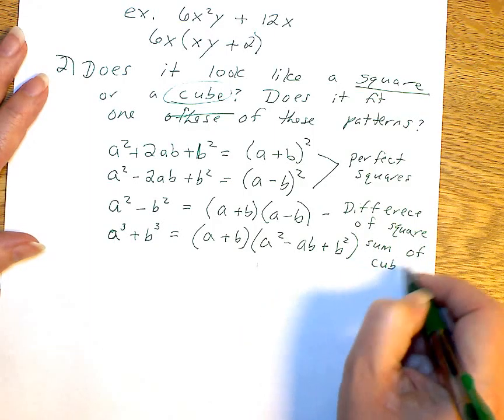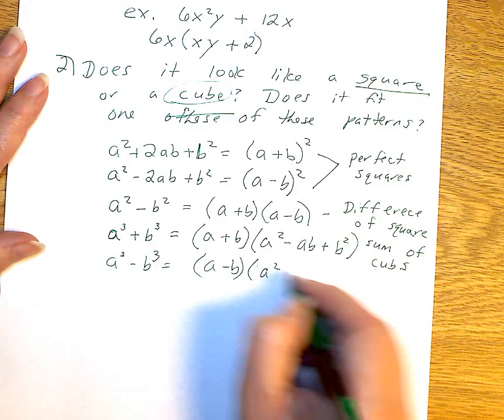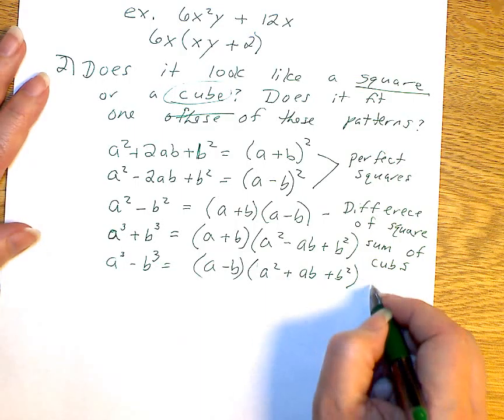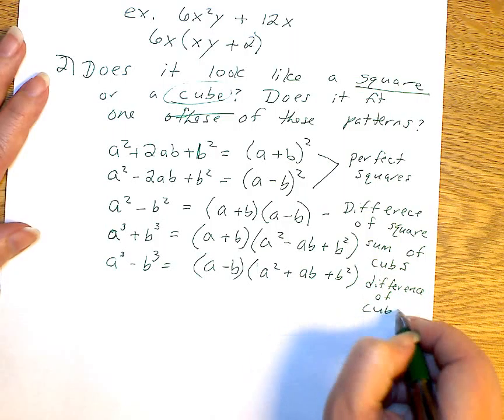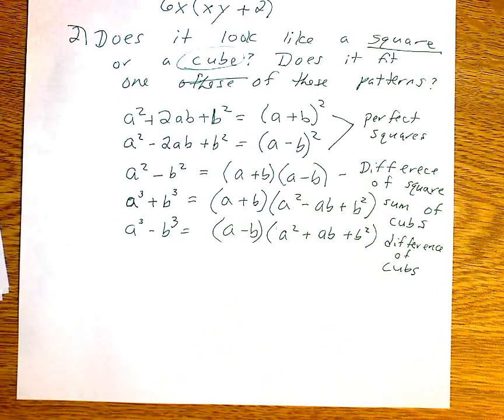And the last one is A cubed minus B cubed, and that is A minus B, and A squared plus AB plus B squared. And this is called the difference of cubes. So I will tell you, like I said, I started this section by saying it is a hard lesson, but you have to take the time and use it to be able to do it. So with that said and done, let's use one of these to see what we have to do with them.